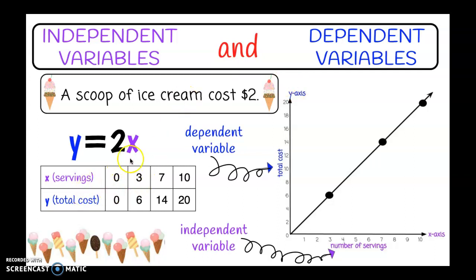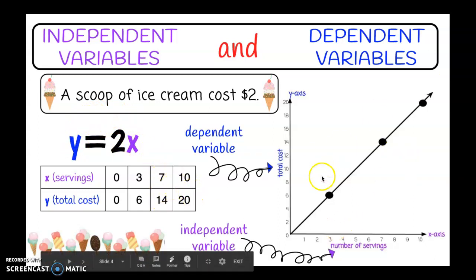Looking at this ratio table, remember they can go horizontal or vertical. Your x value is always first and the y is second. So the number of servings, if I have no servings, then I'm paying nothing. Let's say I have 3 servings. Well, they cost $2 each, so 3 times 2 would be 6. So what I put in is what I get out, and so on. Remember, I can graph them. So here are my x values and my y values. When you think of coordinates, this is the first value, x, second, y.